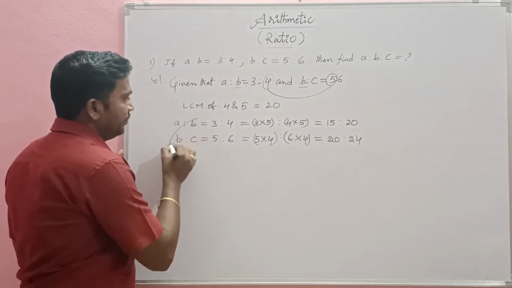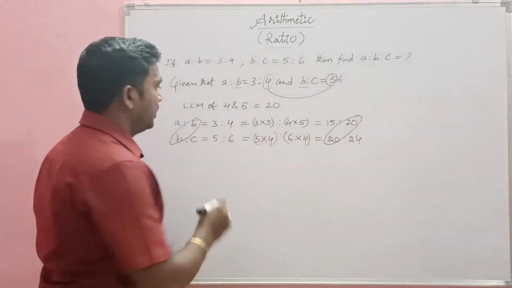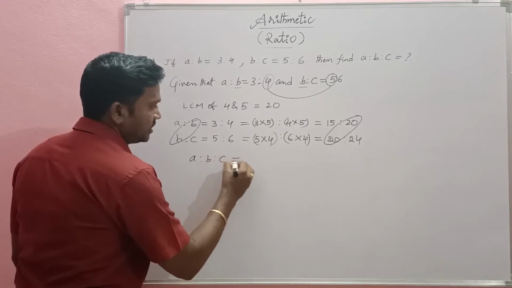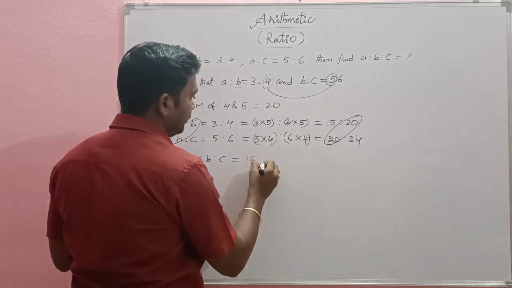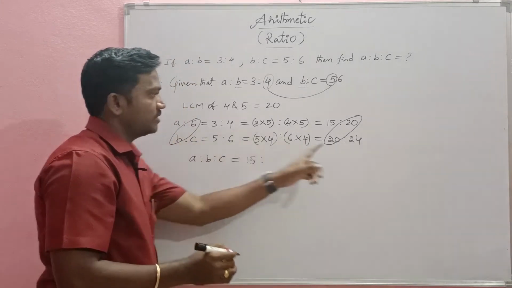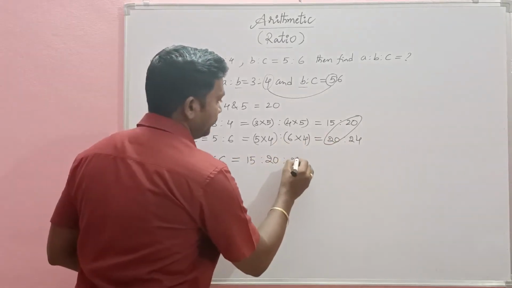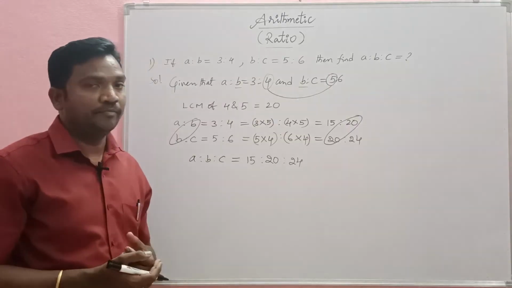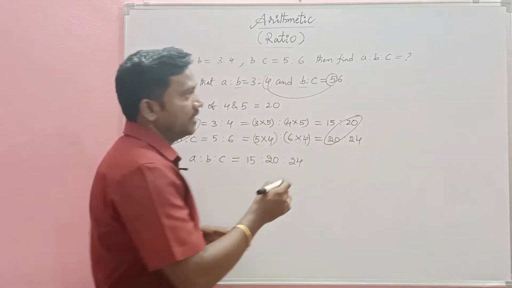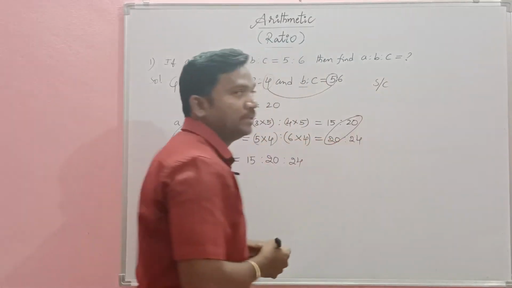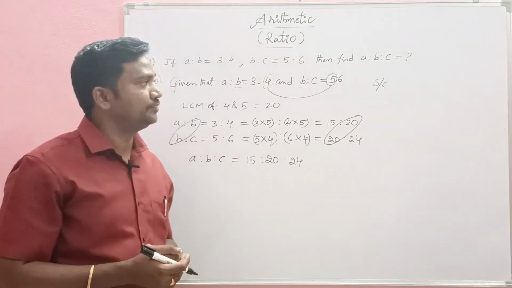Here if you observe, the value of B is equals to 20. Now A is to B is to C is equals to A is 15, B is both are same 20, and C is 24. You know, for competitive exams, this is a very time taking process. So for that, I will tell you a shortcut. By using this shortcut, you can find the answer just in one step.